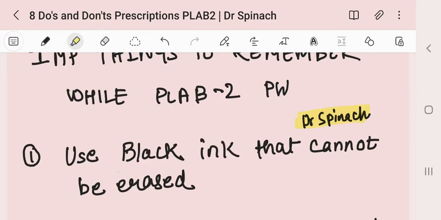The first and the very important thing is that we need to use black ink. The black ink that cannot be erased. That means we need to use only pen and not pencil. So no pencils are allowed, only pens are allowed.